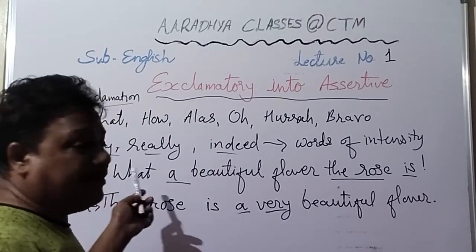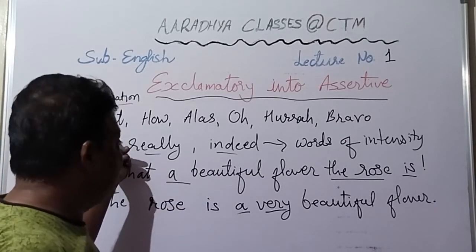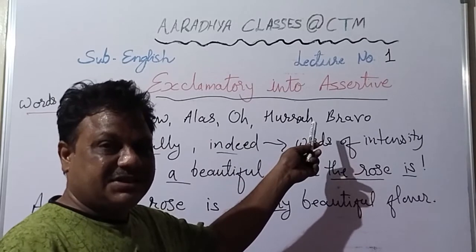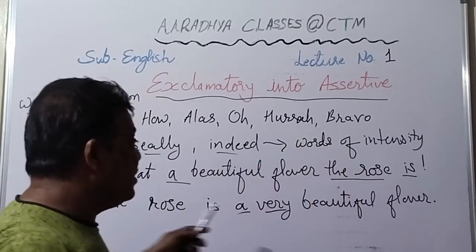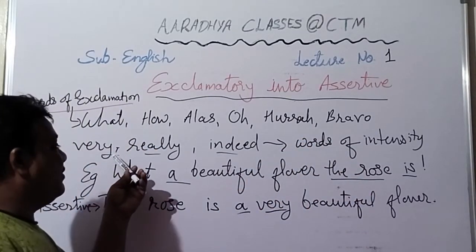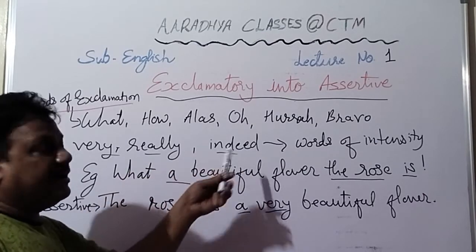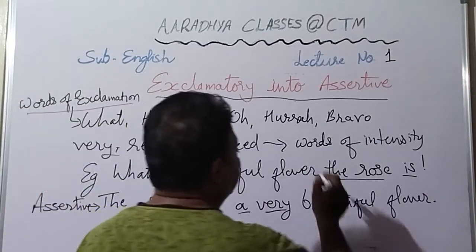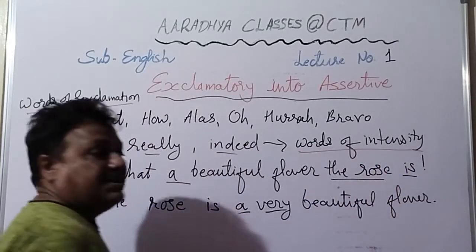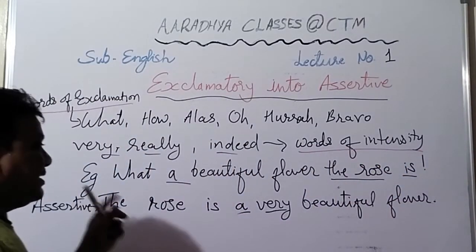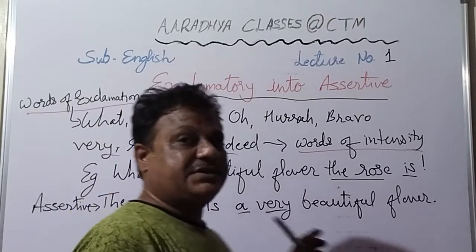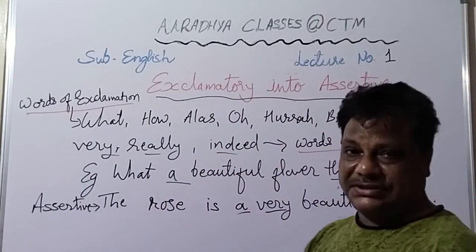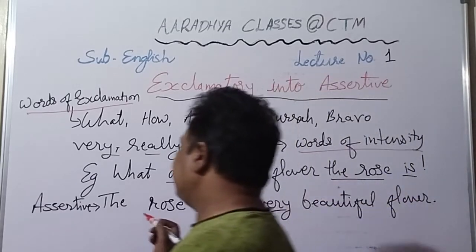Plus you'll have to remove the words of exclamation, what, how, alas, all these words that are there in the exclamatory sentences, which we will remove. In place of that, we will use what? Very, really or indeed, which are the words of intensity. Students, these words are known as words of intensity, but even in using those words you'll have to take a bit of care. Okay, so let's look at the example.